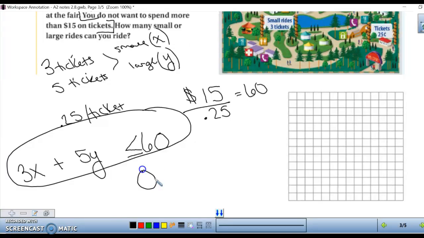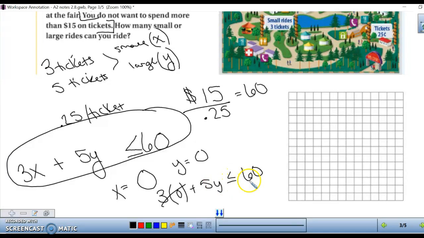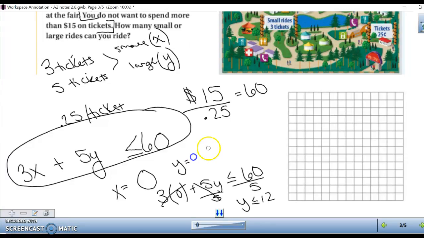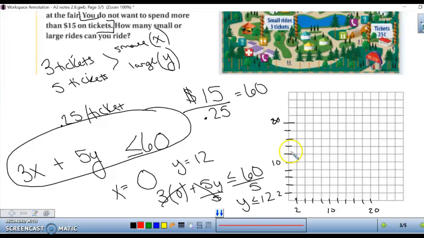My favorite number to plug into an equation is 0. So when X equals 0, we need to figure out what Y equals. So 3 times 0 plus 5Y is less than or equal to 60. So 5Y is less than or equal to 60. Divide by 5. Y is less than or equal to 12. So when X is equal to 0, Y is equal to 12. So that's one point that we're going to plot. So I'm going to plot that on my graph. That point is right here.